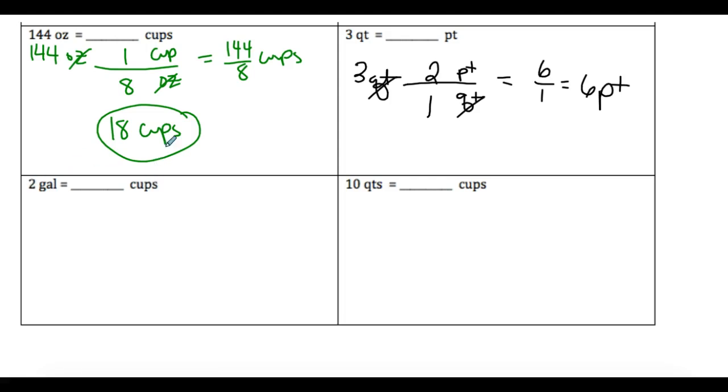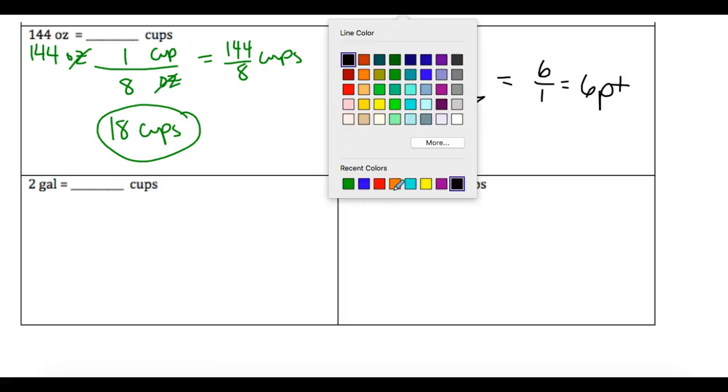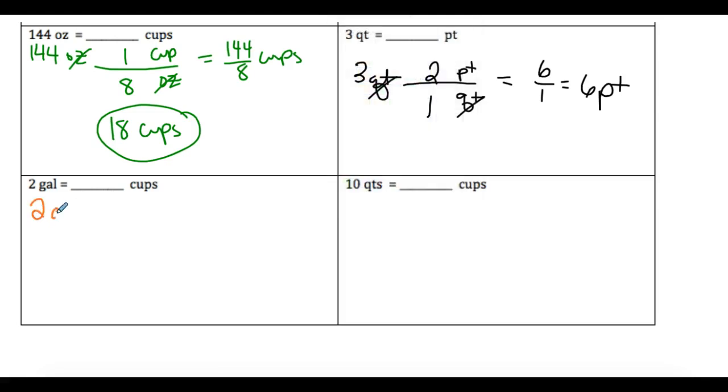Okay, so now I'm going from gallons to cups. So 2 gallons, and I know I need gallons down below. Gallons goes to quarts if we look at our table. 1 gallon is 4 quarts. And then quarts goes to pints. 1 quart is 2 pints. And then pints goes to cups, where 1 pint is 2 cups. If we look at multiplying straight across, 2 times 4 is 8, times 2 is 16, 16 times 2 is 32.